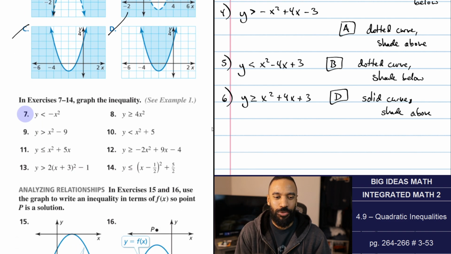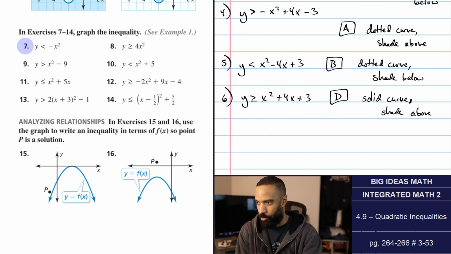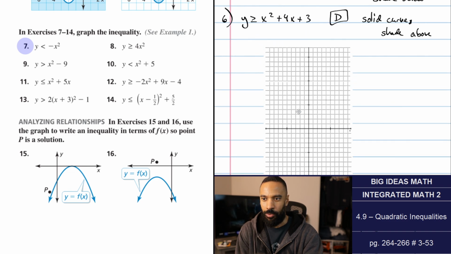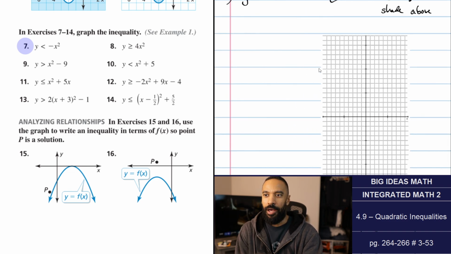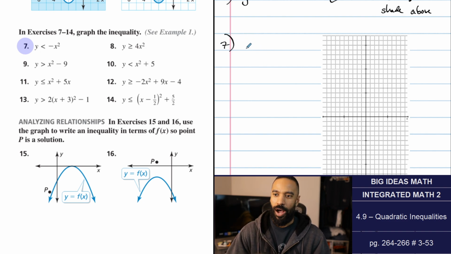All right, numbers 7 through 14, graph the inequality. Now this is where I got to pull these things out right here. Let me get it ready. Copy, paste. All right, this is where I'm going to pull these things out right here for the graphing, all right? Number 7, y is less than negative x squared.